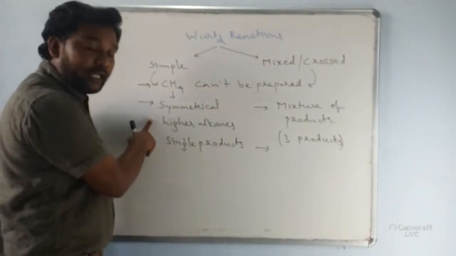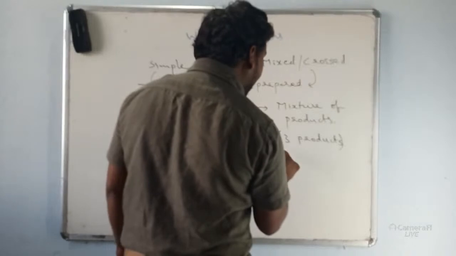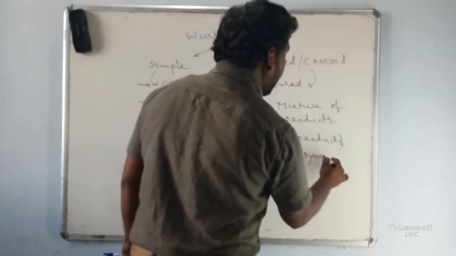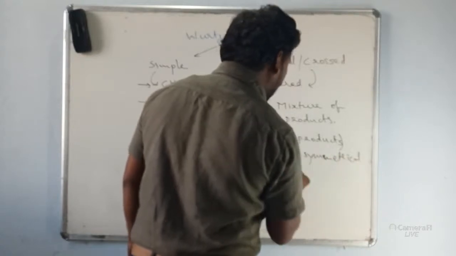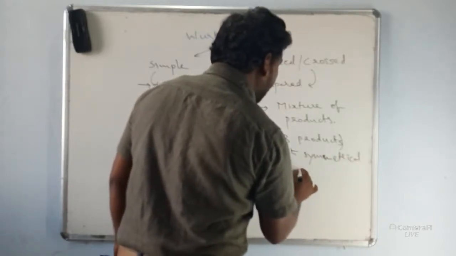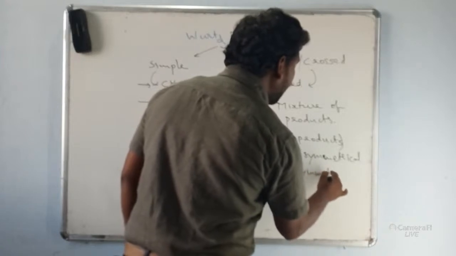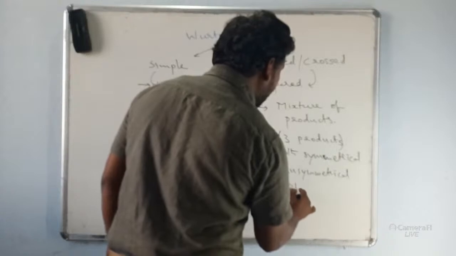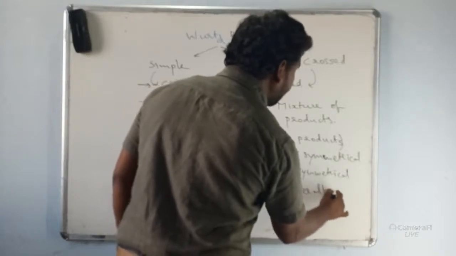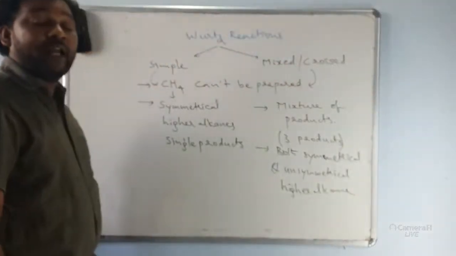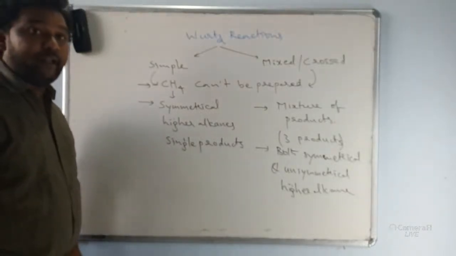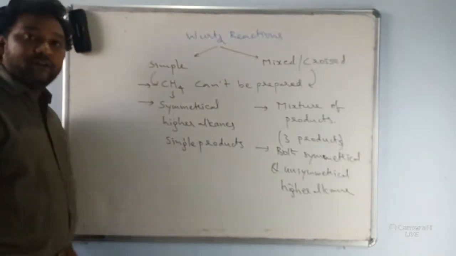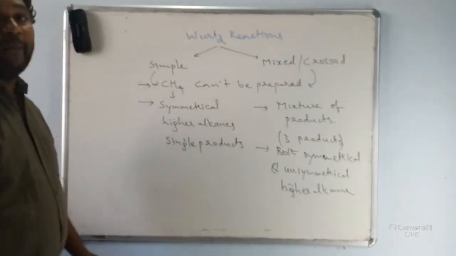I will tell you what a symmetrical alkane is. And here we may get both symmetrical and unsymmetrical higher alkanes. Both we will get here. Symmetrical and unsymmetrical higher alkanes we will get. Understood, guys? So please take a screenshot of these things.